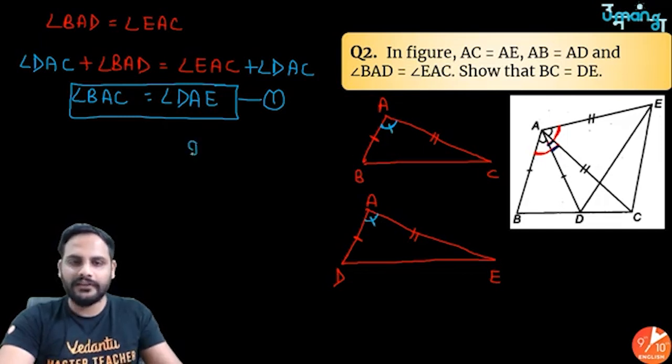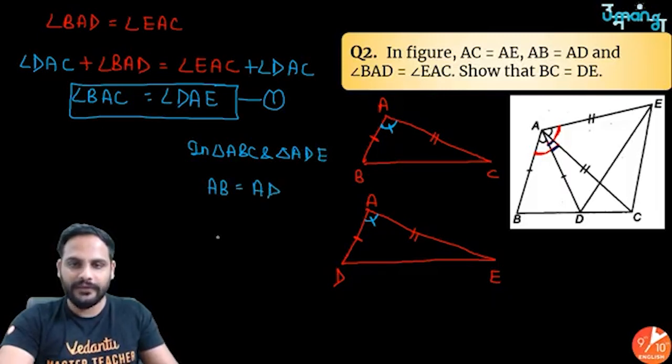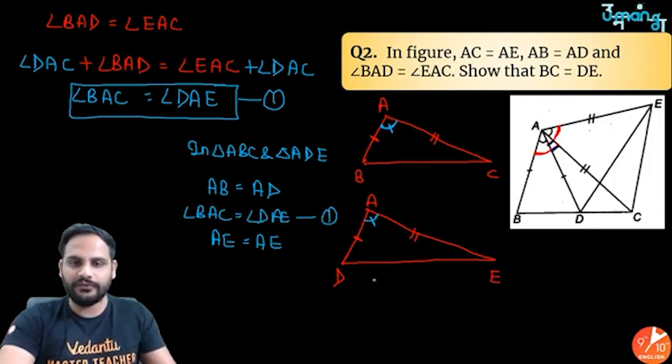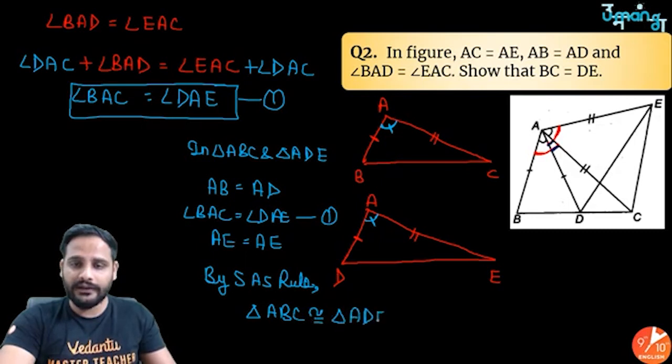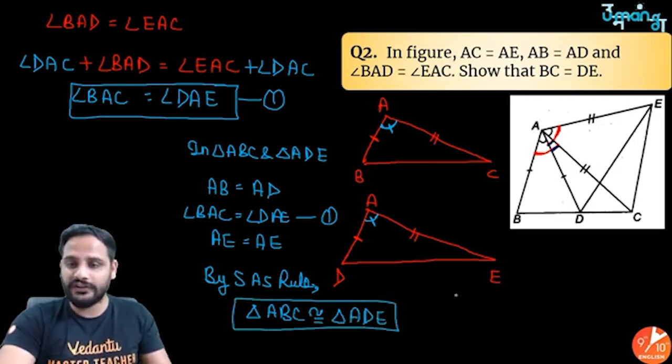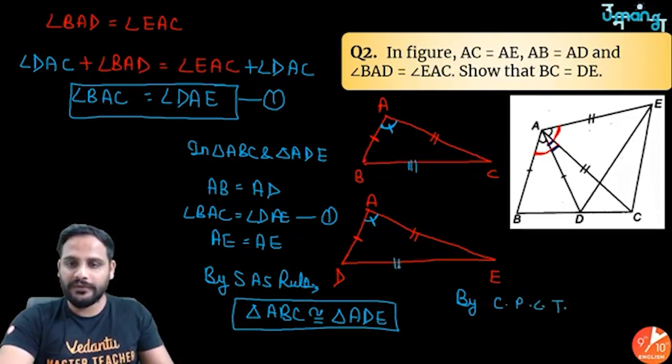Now let's talk about the congruency of these two triangles, because I know now these two angles are also equal. So I can say, sir, in triangle ABC and triangle ADE, first thing, AB is equal to AD, then AE is equal to AC, and the angle between them, angle BAC, is equal to angle DAE. This is from equation 1. So by side angle side rule, triangle ABC is congruent to triangle ADE, and if they are congruent, by CPCT, BC will be equal to DE.